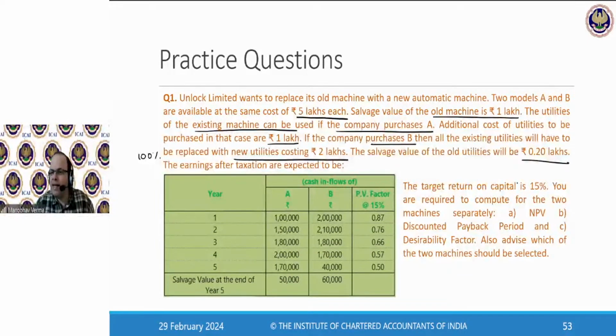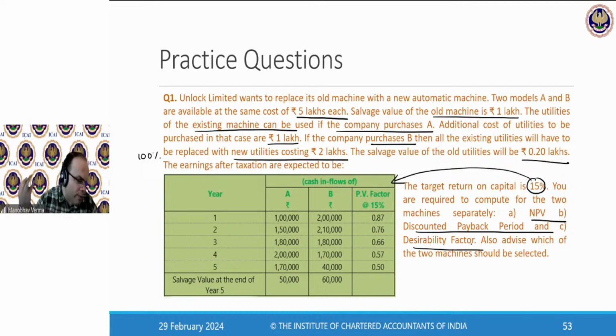And present value factors, like I said, are given. Target return on capital is 15%. On that basis, your present value factors are given. What we have to do is calculate the NPV, discounted payback, and desirability factor for each of the machines. So, a quick practice for everyone before we wrap up the first half of the session. So what do we do, guys?